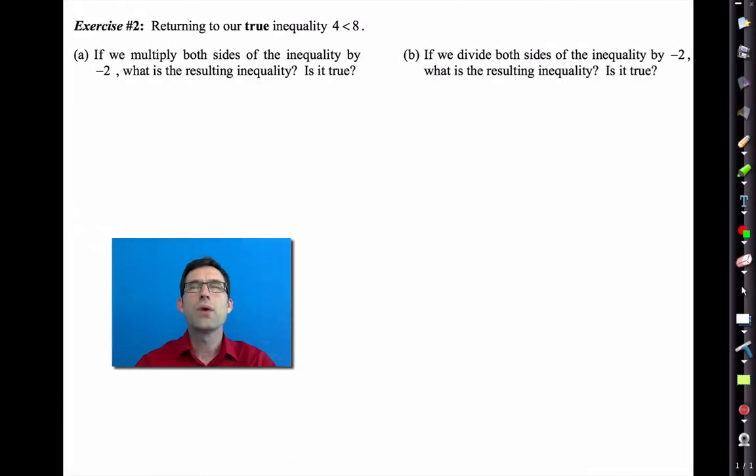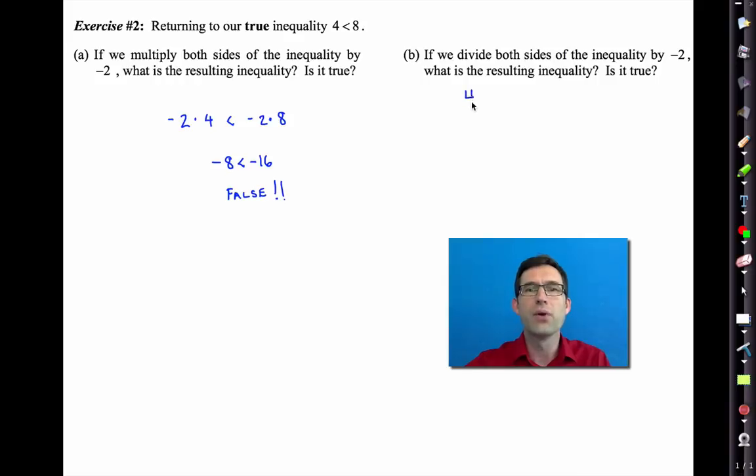It would be so lovely if inequalities worked exactly like equations, but let's take a look at 4 is less than 8. Letter A says if we multiply both sides of the inequality by -2, what is the resulting inequality? And is it true? So now I'm going to multiply the left by -2 and the right by -2, and I'm going to get -8 is less than -16. Ooh, that's false. Right? That's definitely false. -8 is not less than -16. In fact, -16 is less than -8.